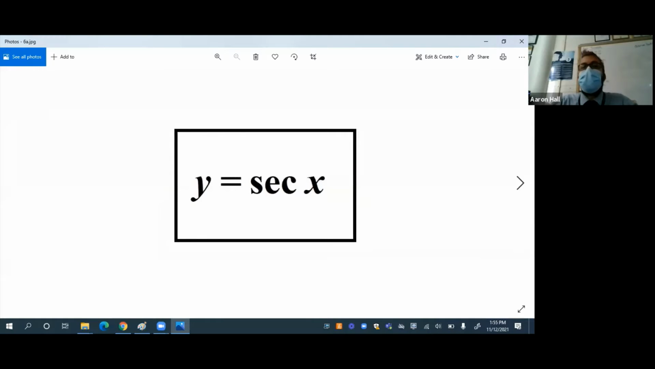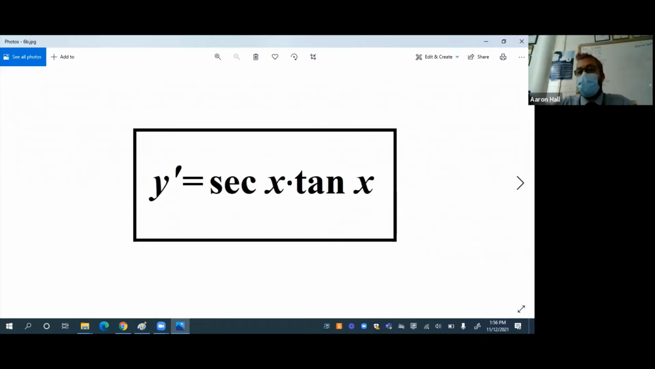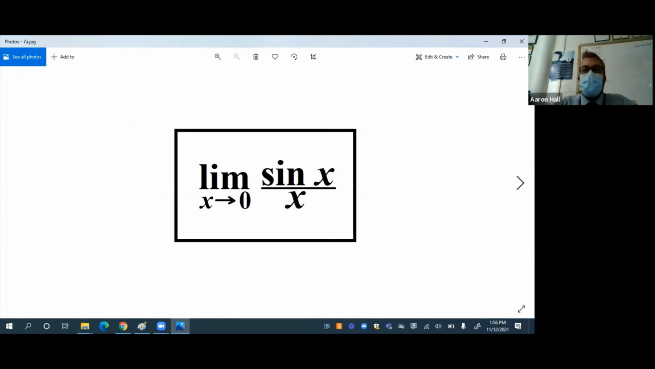Okay, here's the next one. What is the derivative of secant of x? What is it again? Secant of x, tangent of x. There we go. The derivative of secant of x is secant of x times tangent of x.